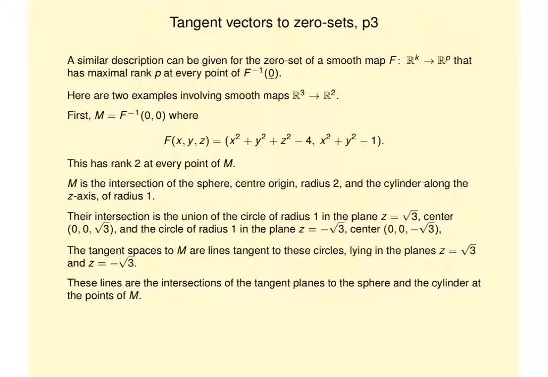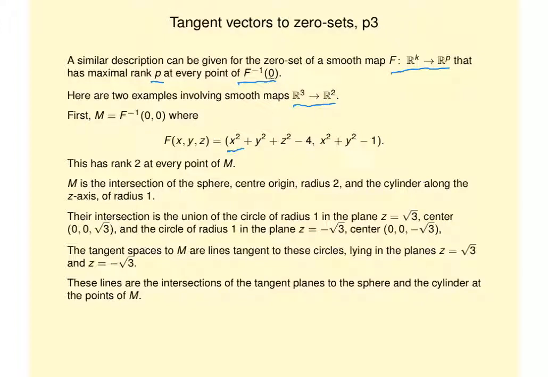And now let's look at the case where the target dimension is more than 1, a general smooth map from Rk to Rp, which has maximal rank p, so k is greater than or equal to p, maximal rank p at every point of the zero set. And there's going to be two examples. In fact, they both are from R3 to R2. Here's the first one. It's given by this formula.